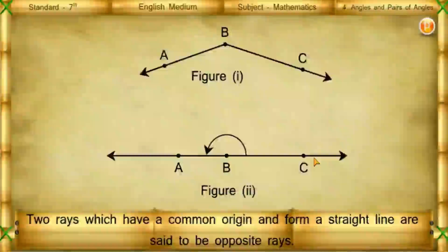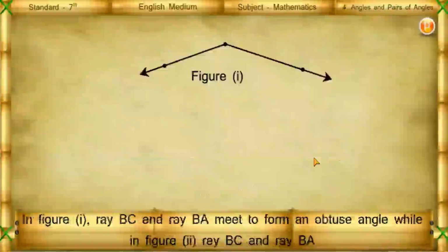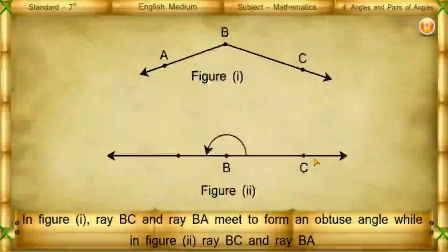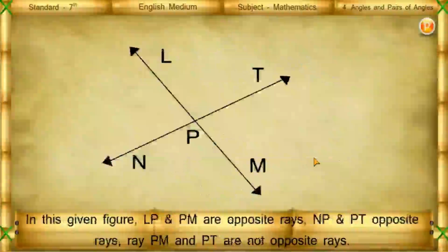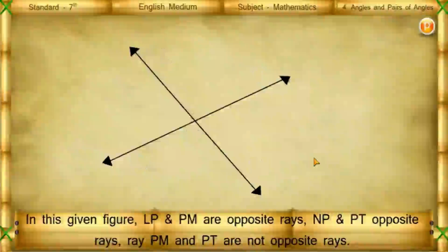Opposite rays. Two rays which have a common origin and form a straight line are said to be opposite rays. In figure 1, ray BC and ray BA meet to form an obtuse angle, while in figure 2, ray BC and ray BA meet to form a straight line. Here, ray BC and ray BA are opposite rays. In the given figure, LP and PM are opposite rays. NP and PT are opposite rays. Ray PM and PT are not opposite rays.